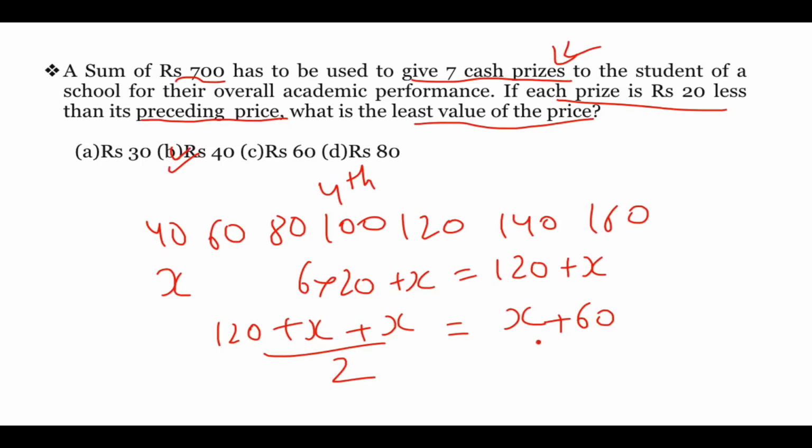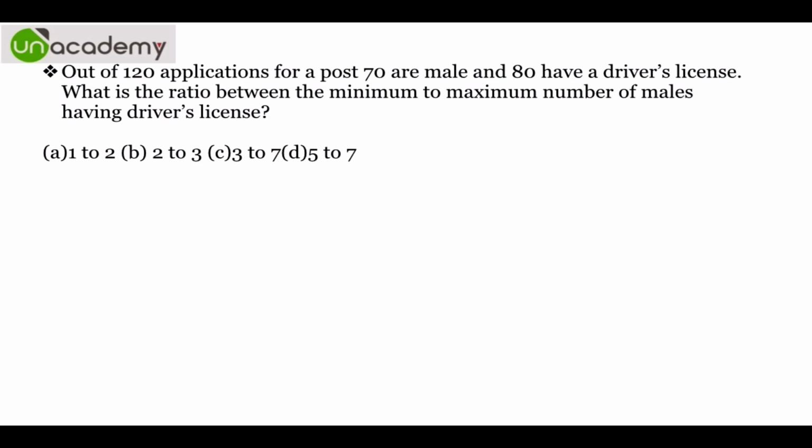Or still, if you want to go further, you can multiply it: 7x plus 420 will be equal to 700. You know this. So now x will come out to be 40. You can solve it either way, but this is a much faster way.